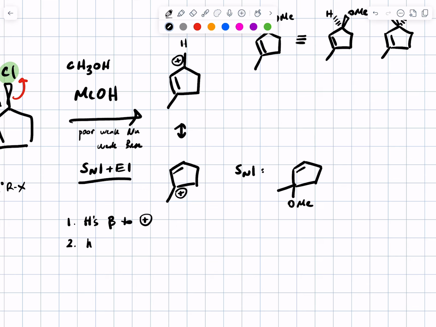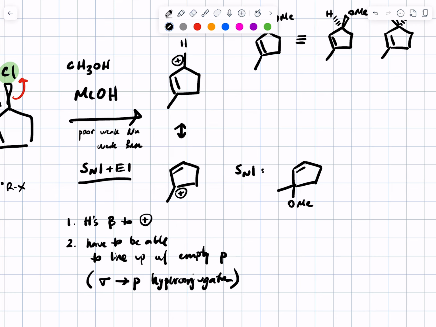But not only that, they have to be able to line up with the empty p orbital that is the LUMO of the carbocation. That's a requirement so that sigma to p hyperconjugation can occur. Remember, that's what allows the LUMO to spread out onto the beta proton in the first place. So if the beta proton can't line up with the empty p orbital, it can't have any LUMO on it, and it is therefore not reactive.